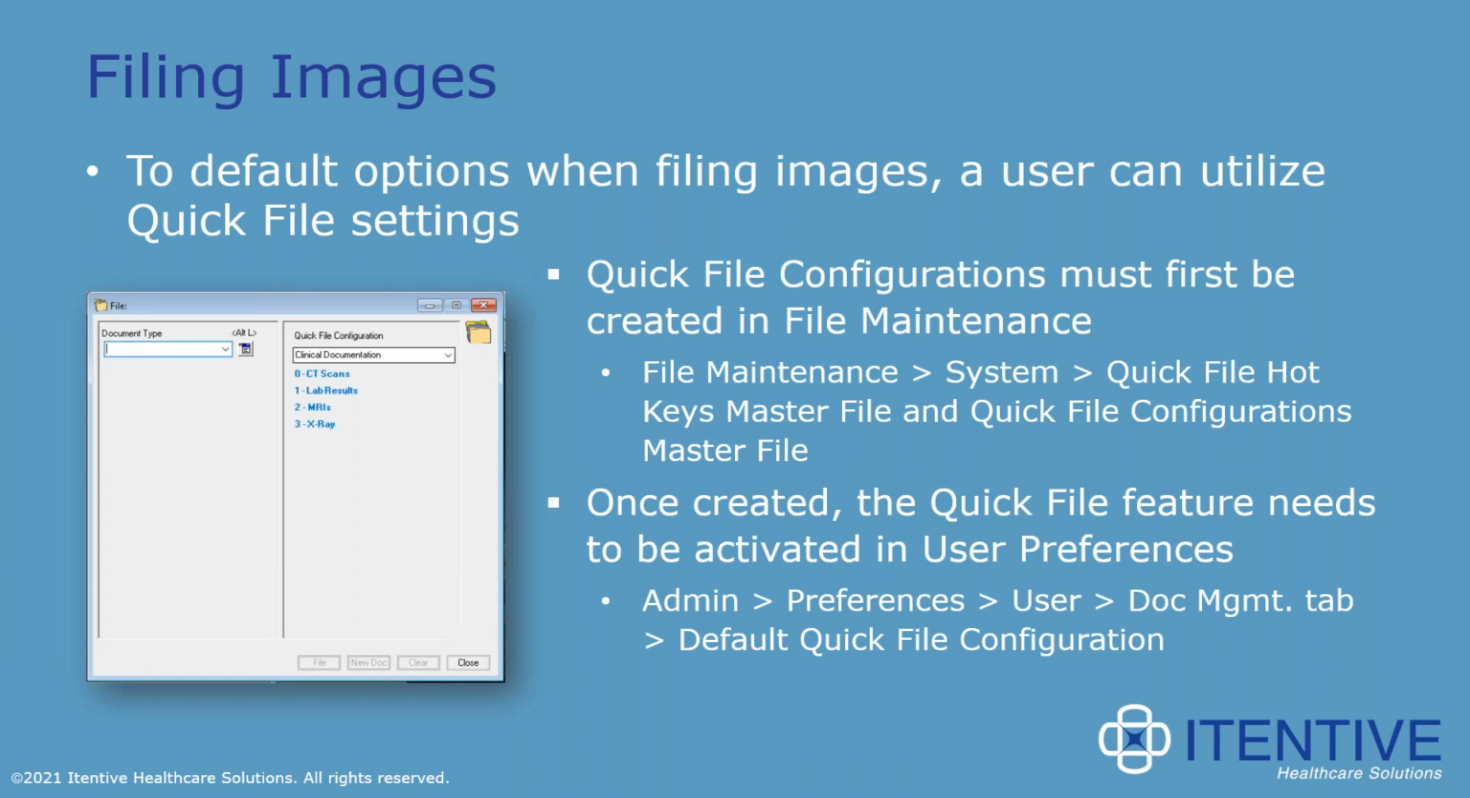So once those two items have been completed, a user can apply a quick file hotkey. So you can see here in our filing window on the right-hand side, we would select our quick file configuration, and then we would choose from the list of hotkeys available. So if, in this example, I'm filing a CT scan, I can just click on the right-hand side where it says CT scan. It's going to default that information that I told it to default, and then I could continue with my filing process as normal.